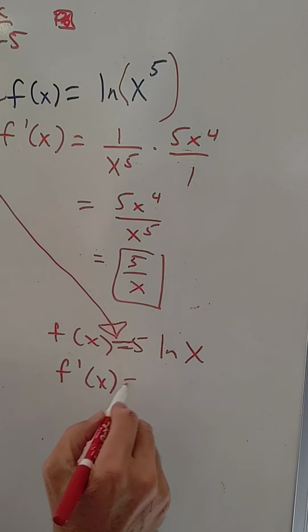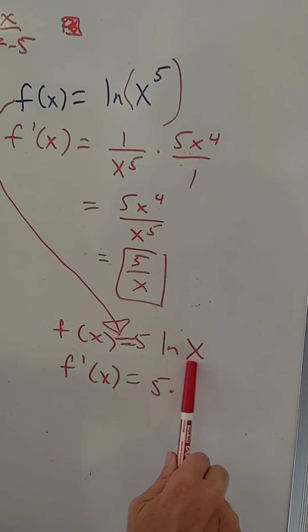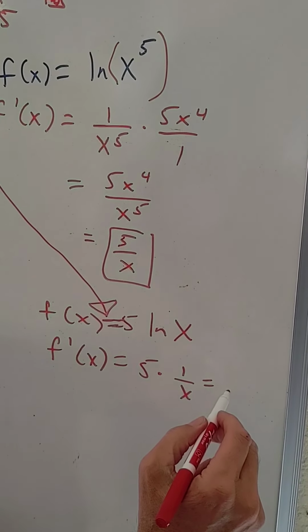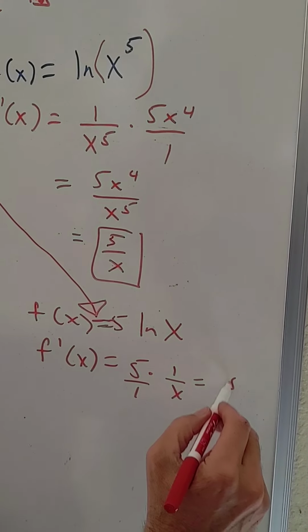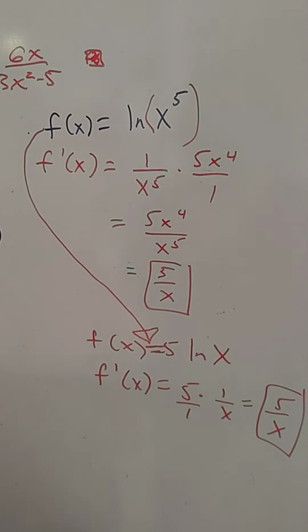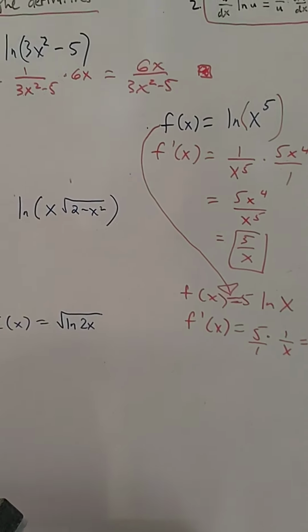F prime of x equals, pull out that constant factor of 5 times, and now what's the derivative of the ln of x? 1 over x. What's 5 times 1 over x? Same answer, 5 over x. So different ways of getting the same answer. So we're done with that problem.